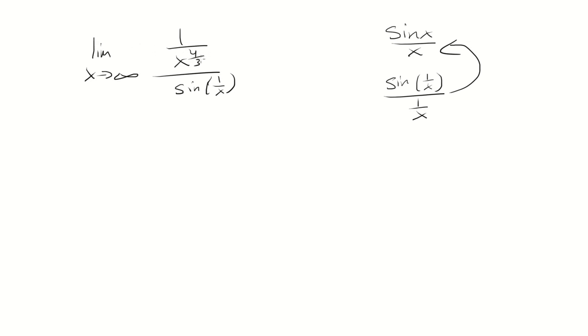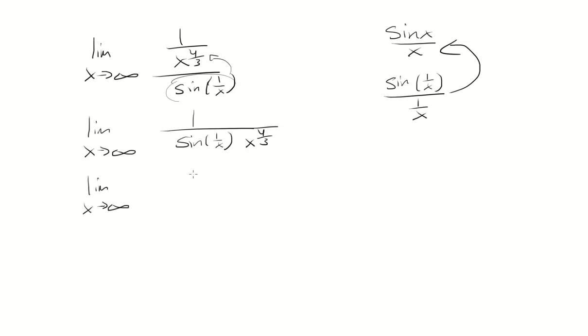First, notice that we have x to the 4/3. I can bring that with the sine of 1 over x. So this sine of 1 over x is going to go over here. So we have 1 over sine 1 over x times x to the 4/3 power. And then from there, I want to end up having 1 over x. So I'm going to rewrite this as 1 over sine 1 over x times x to the 1/3. So what I'm saying here is x times x to the 1/3 is equal to x to the 4/3, which is correct.